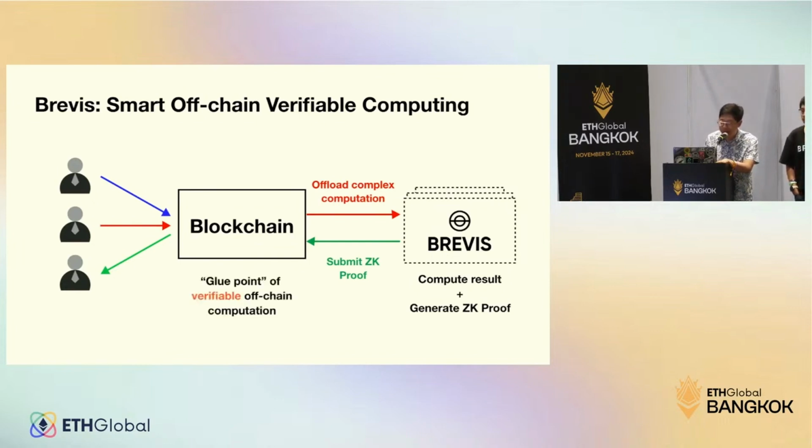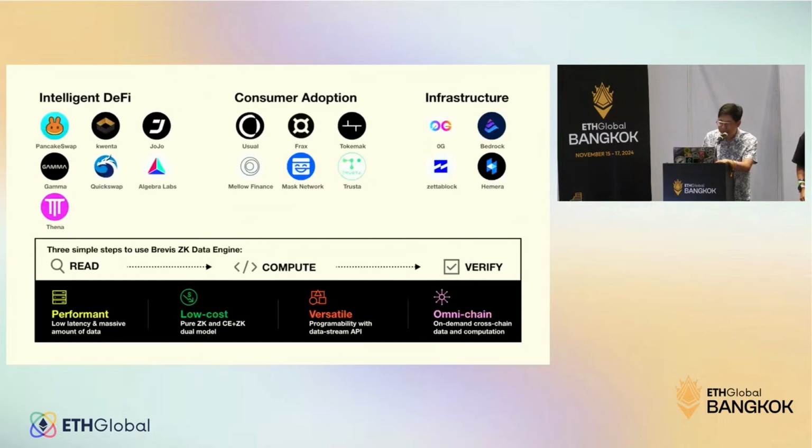Most of the computation happens off-chain, and the blockchain instead becomes a glue point of verifiable computation resources. What this means is that you can expand and scale blockchain computation to an infinite level, because the blockchain itself is a single-threaded computer that can only run one application at a time. There's no way to do parallel processing, and we built something called a ZK Coprocessor as our first flagship product.